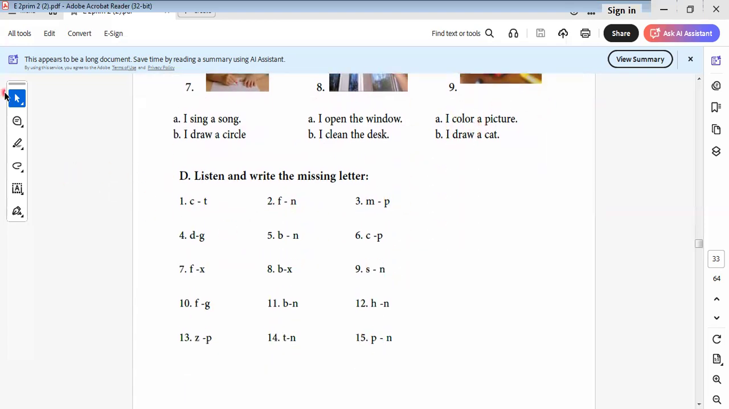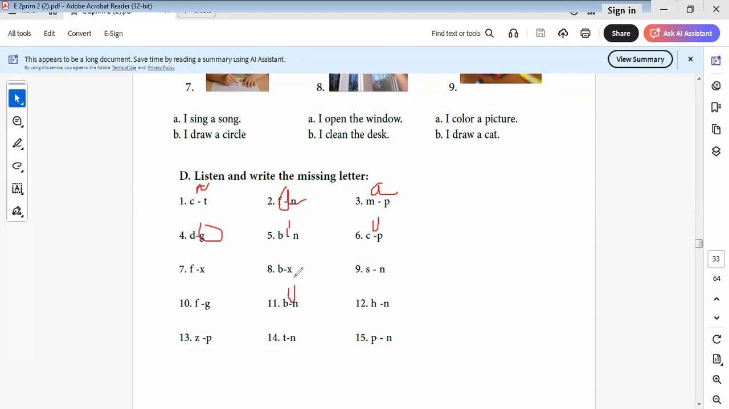So what is the missing letter here? It will be A. Here it will be cat, fan, map, cup, bin, pin, dog. Here we have dog. Here we have bun. We have bun and bin.